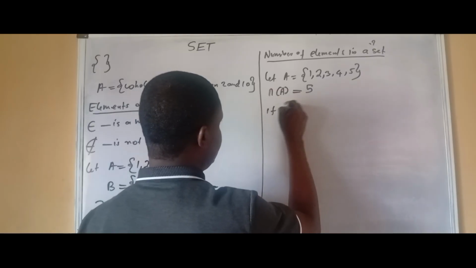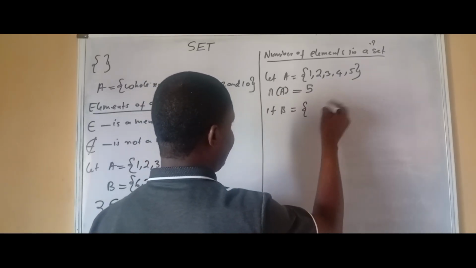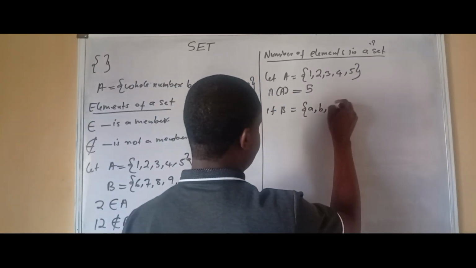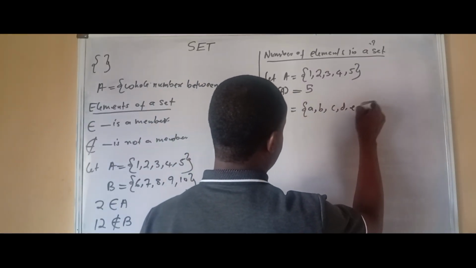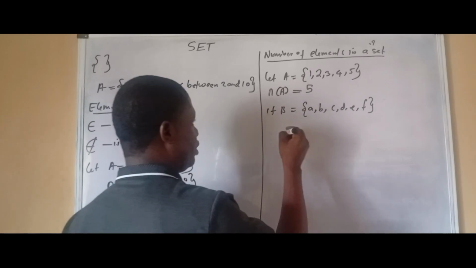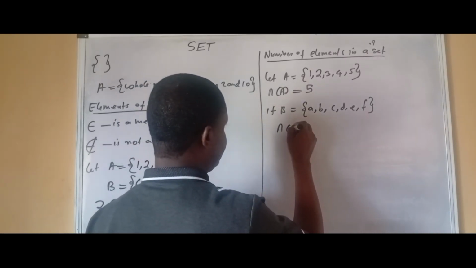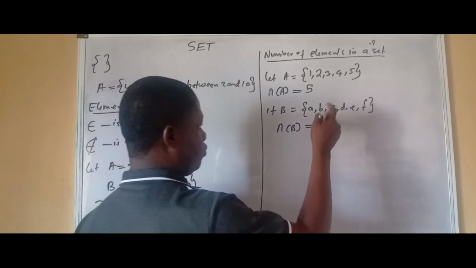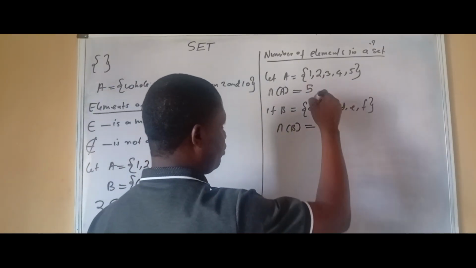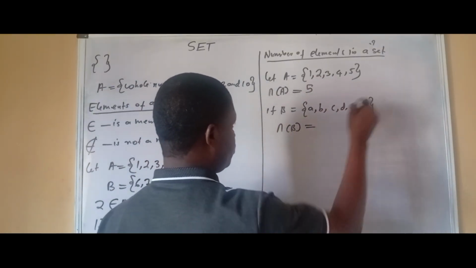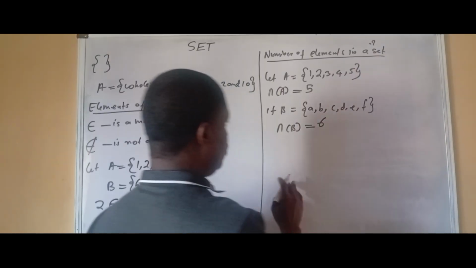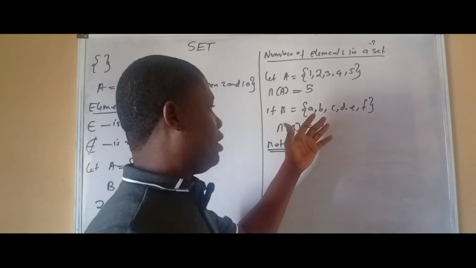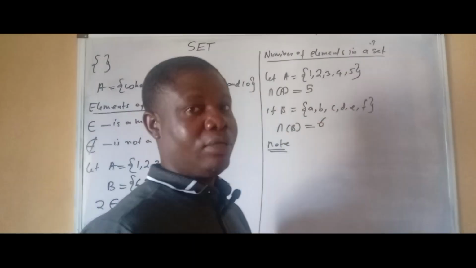Now let's take another example. If B is a set of alphabets, let's say from A to F, we have A, B, C, D, E, F. And you are required to find the number of elements in set B. The number of elements in set B is equal to, so we count. How many elements do we have here? We have 1, 2, 3, 4, 5, 6. So it's equal to 6.